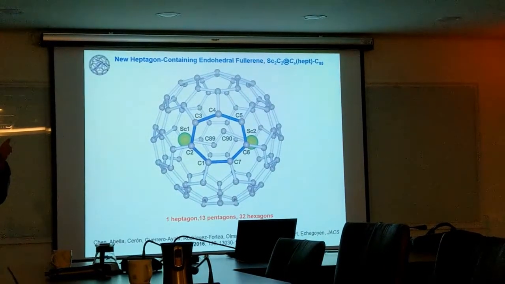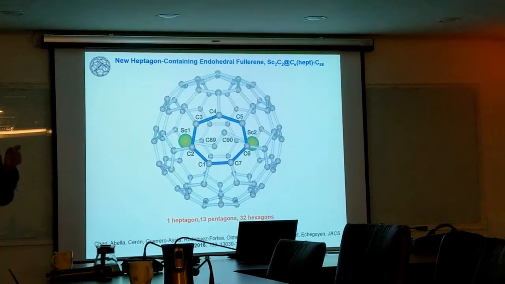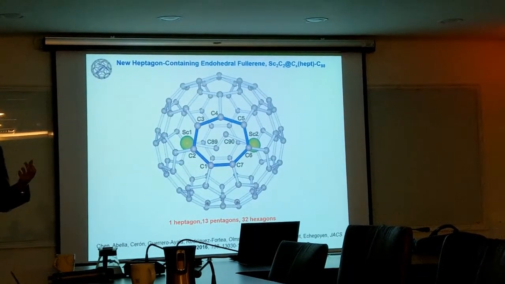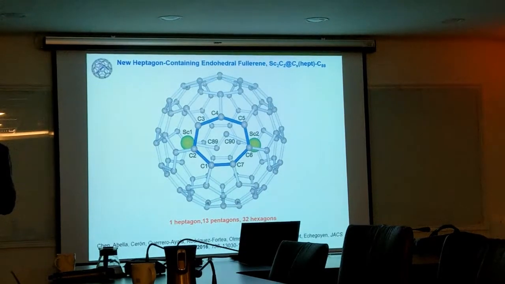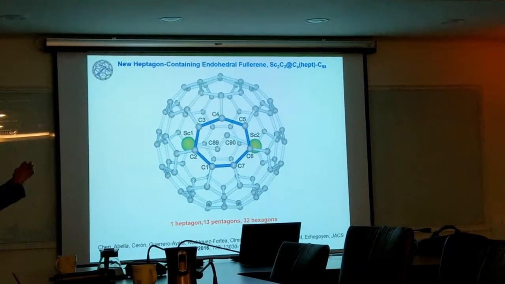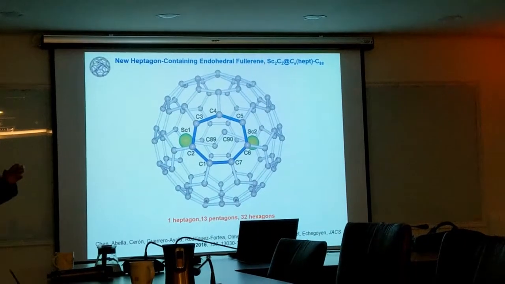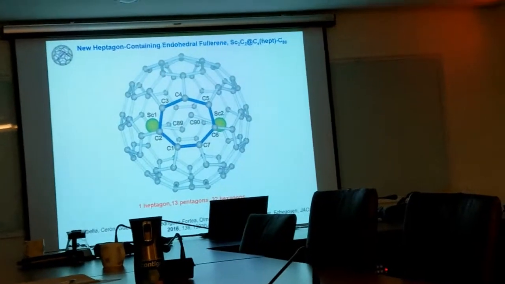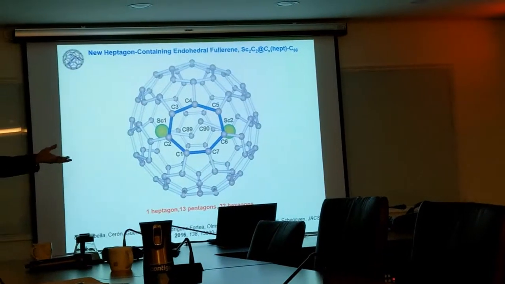Is this a fullerene? Fullerenes are defined as carbon structures composed of 5 and 6 member ring carbon. This is not a 5 nor a 6 member ring. So this is a 7 member ring. So officially, you cannot call this a real fullerene. Well, of course, it is a fullerene, right?